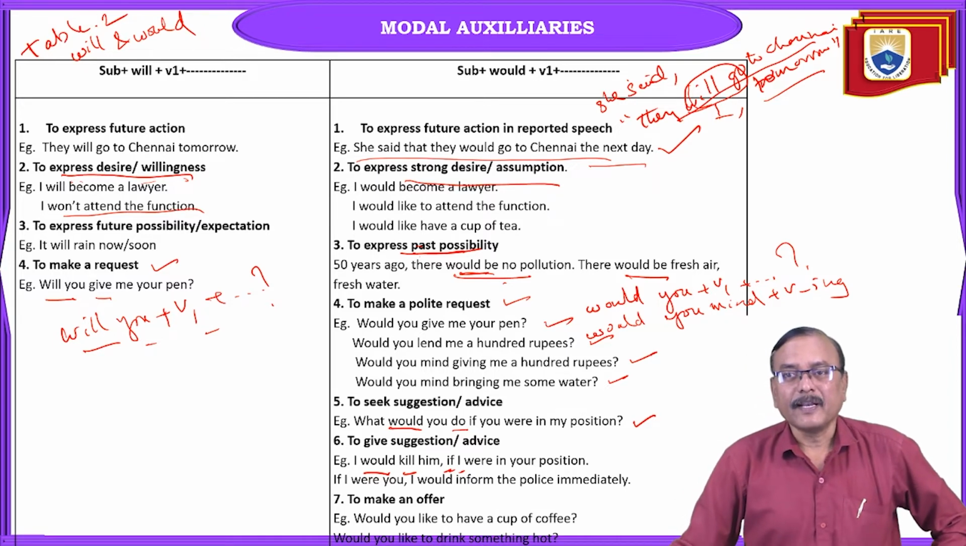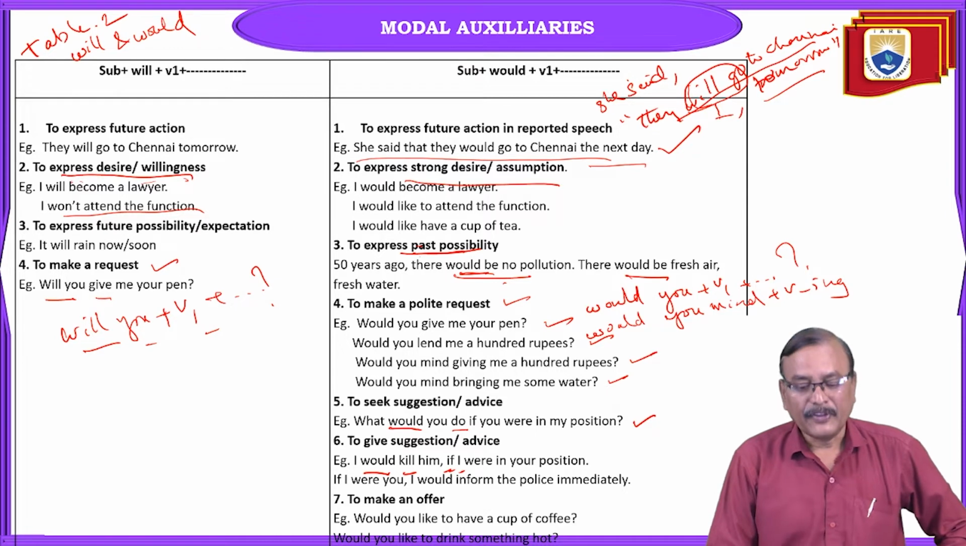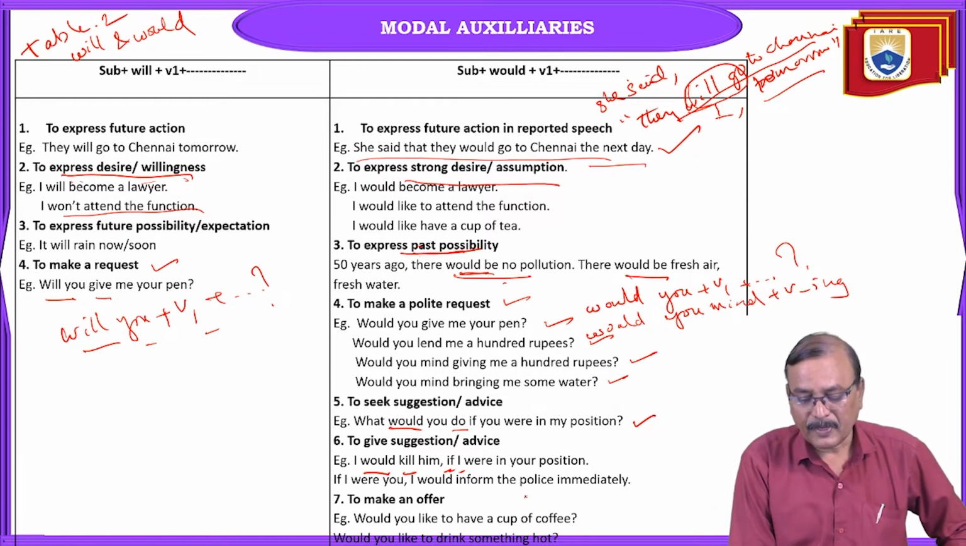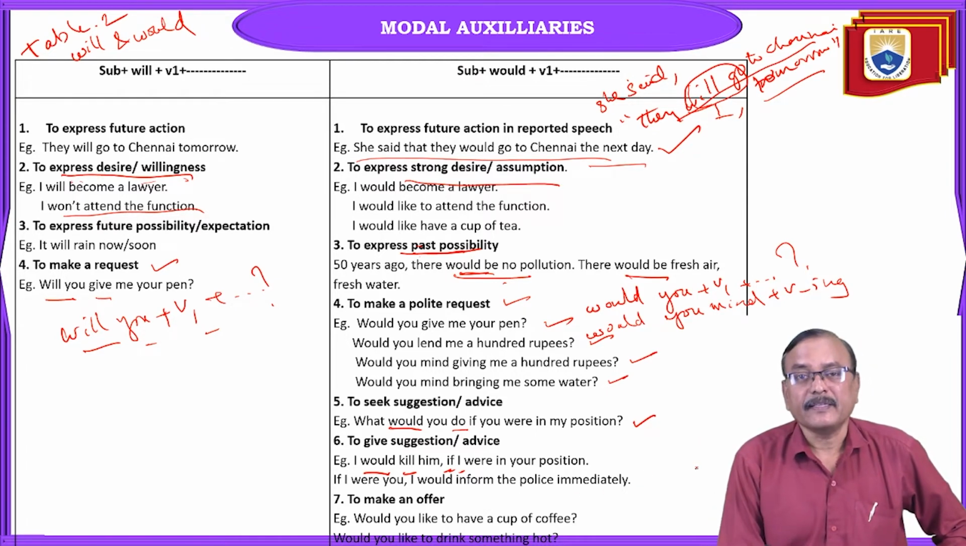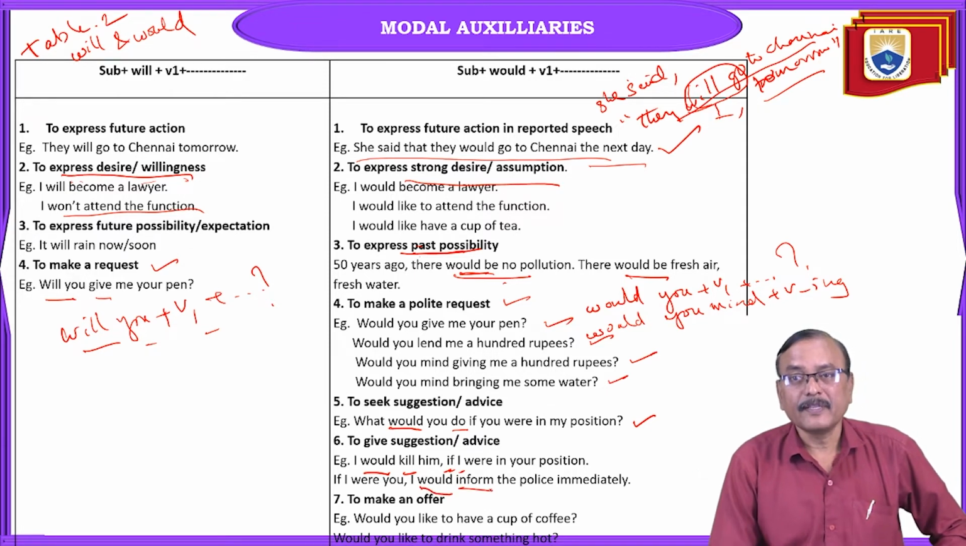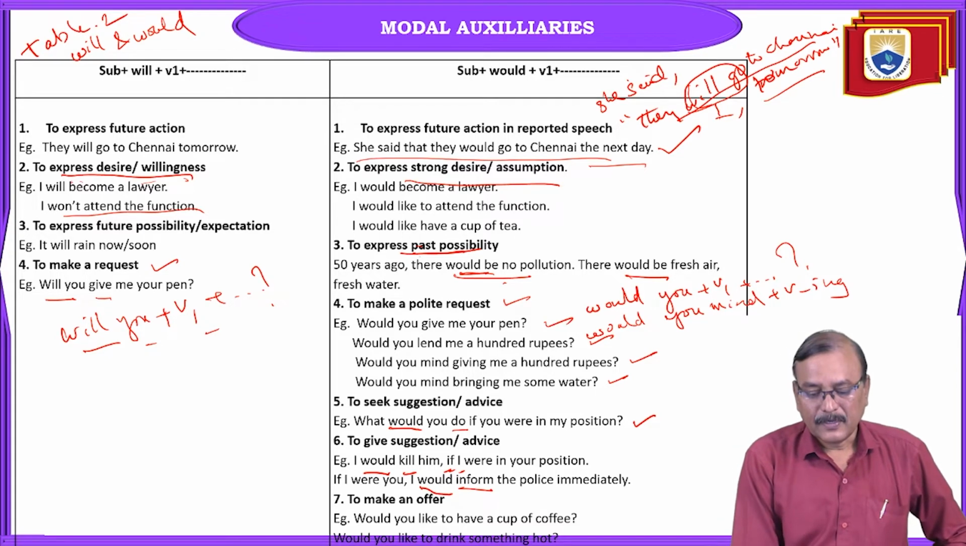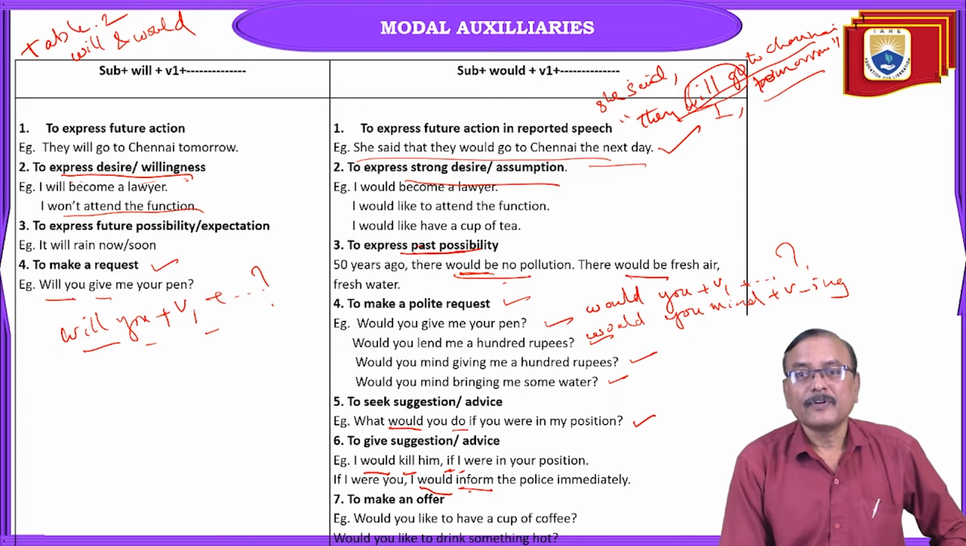So, I would kill him if I were in your position. If I were you, I would inform the police immediately. If I were you, I would inform, I would kill. I would do this. Even to make an offer also, here we can use would plus V1.